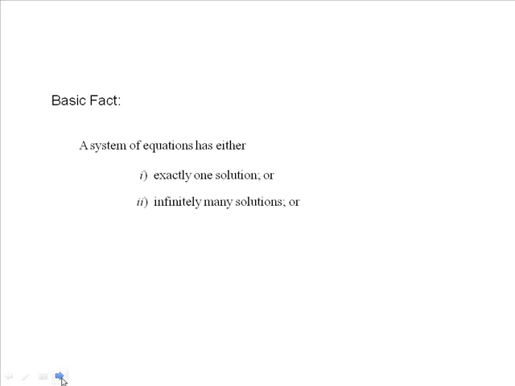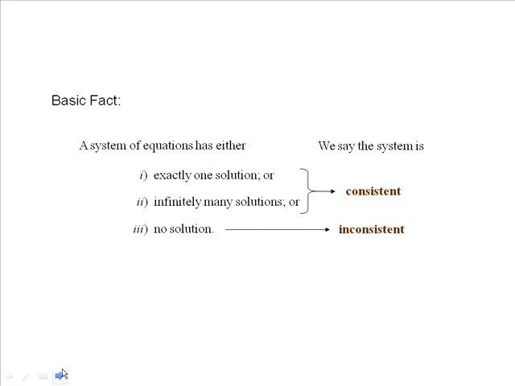So we have a basic fact. A system of equations will have either exactly one solution, infinitely many solutions, or no solution. If it has one solution or infinitely many, we say the system is consistent. And if there is no solution, then we say that the system is inconsistent.